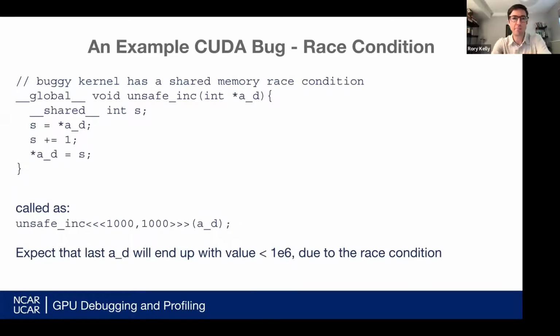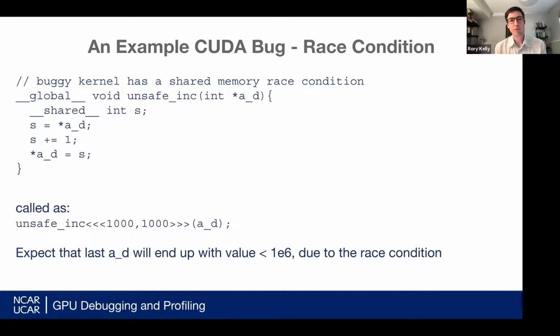So this is a buggy kernel that has an unsafe increment of a variable. It takes a global variable, loads it into a shared local variable, increments that shared variable by 1, and then updates the global variable with it. Because all the threads are going to be doing this at once, you're going to get all the flavors of race condition here: read after write, write after read, write after write. All these things will probably be happening in the code.